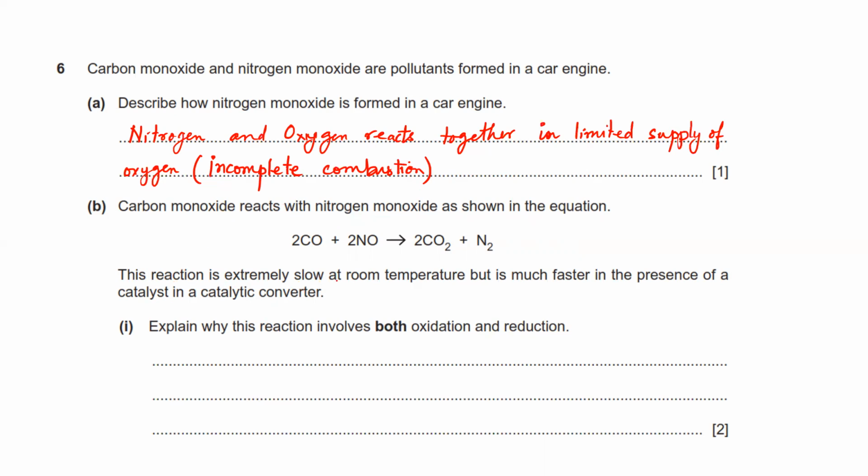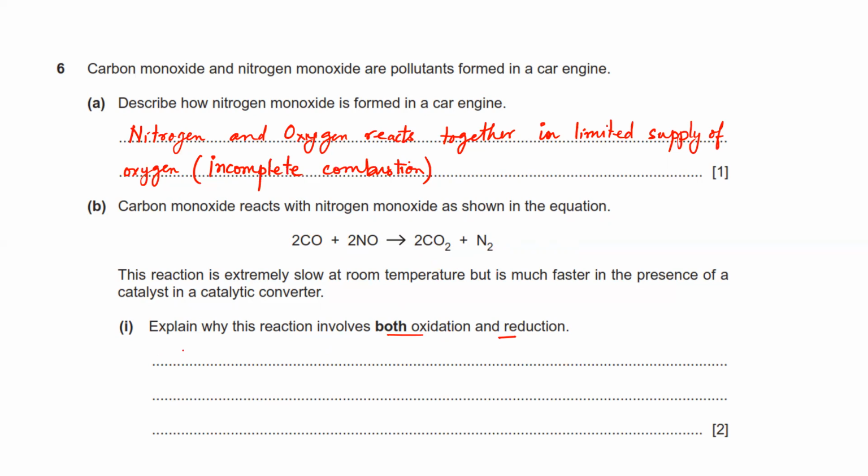Then we have carbon monoxide reacting with nitrogen monoxide as shown in this equation. This reaction is extremely slow at room temperature, but is much faster in the presence of a catalyst in a catalytic converter. Explain why this reaction involves both oxidation and reduction. So oxidation means gain of oxygen. So we can see that the carbon monoxide gains oxygen and becomes carbon dioxide, and nitrogen monoxide loses oxygen to become nitrogen gas.